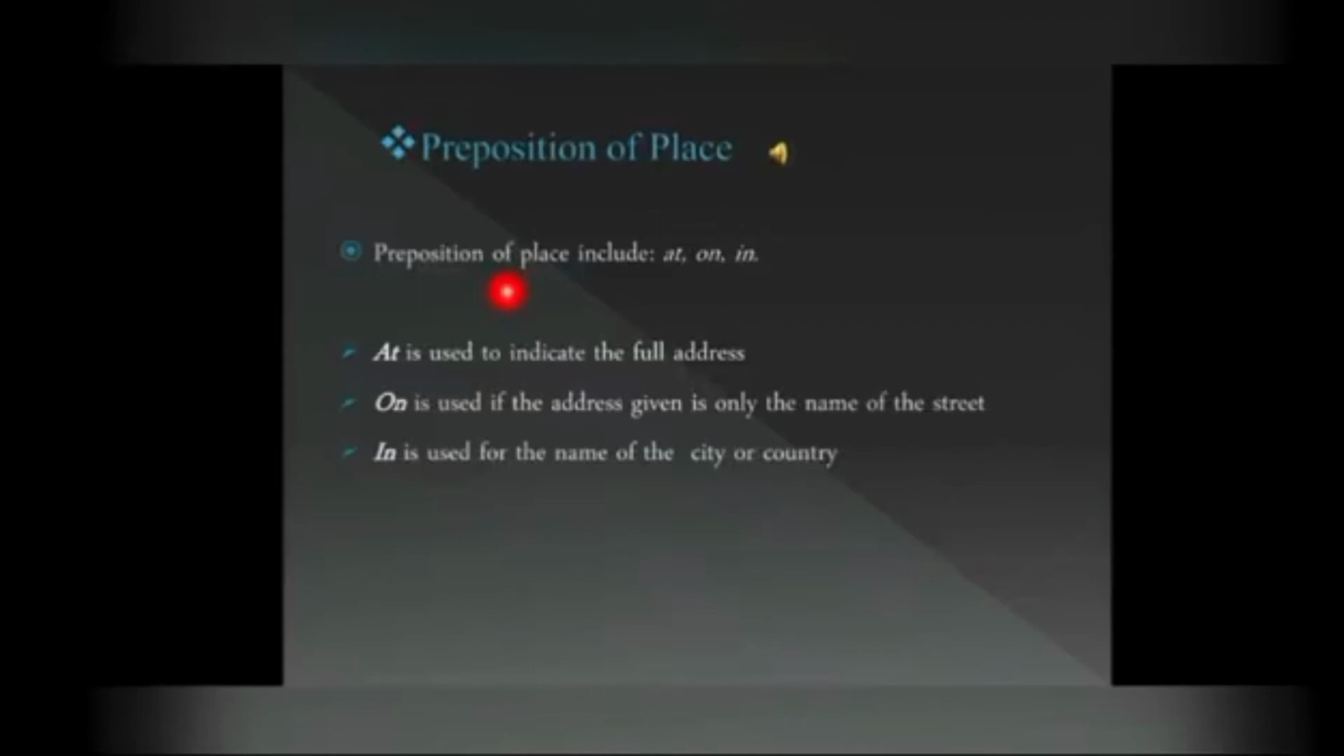Preposition of place. Preposition of place include at, on, in. And the first, at, is used to indicate the full address. For the example, I live at Arjuna Street number 21. And then on is used if the address given is only the name of the street. For the example, I live on Gatotkaca Street. And the last, in, is used for the name of the city or country. For the example, they live in Grobogan.